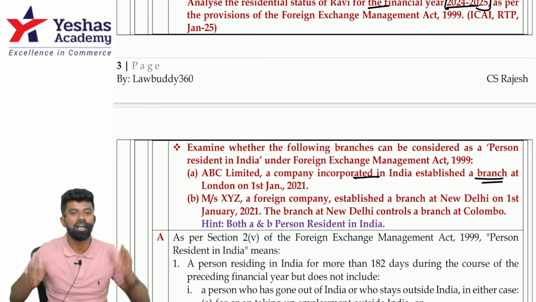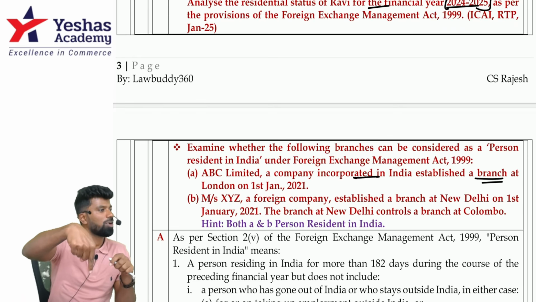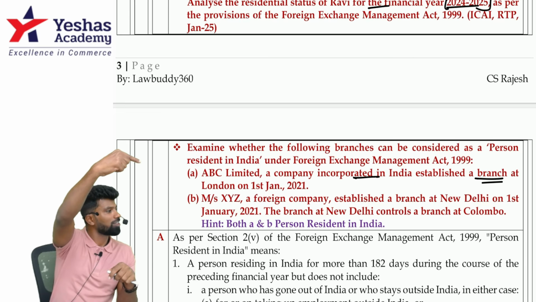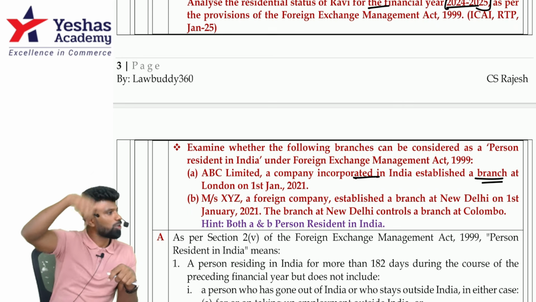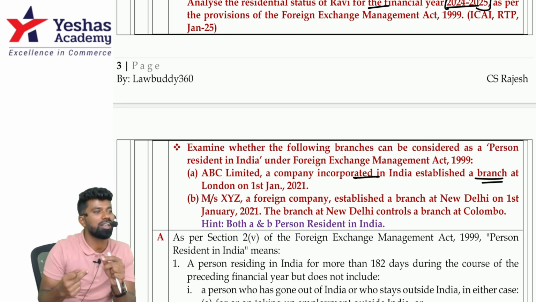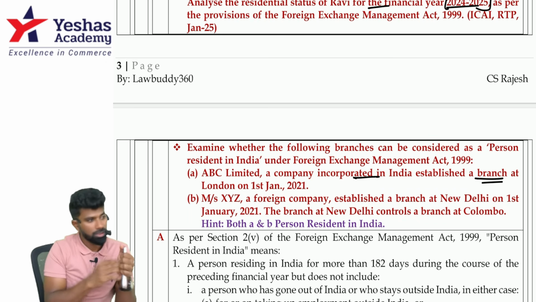Resident or non-resident? Resident. Because the company is what? Indian company. Resident in India. It established a branch where? It means that branch is controlled by whom? Person resident in India. So even the branch is considered as what? Resident in India. Are we clear with this?